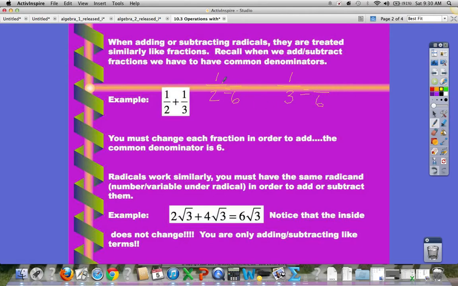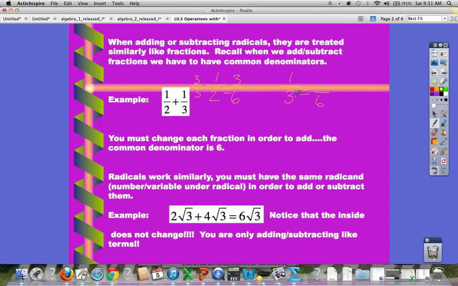So you could change the 1/2 into 6ths and the 1/3 into 6ths. All right, what would you do to the 2 to get to 6? Well, you can multiply by 3. And whatever you do to the bottom, you must do to the top. Notice that I'm just really multiplying by 1, but it's 3 over 3, so it changes the form, and that's why we use this. So that would become 3 times 1, which is 3/6.